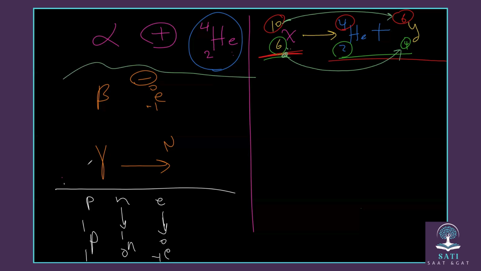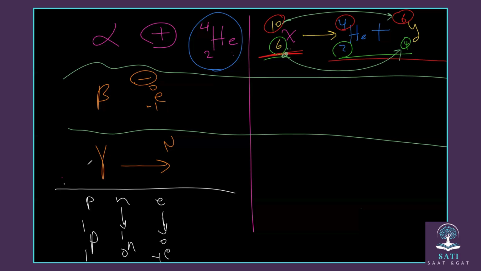What about beta? What happens now when an element emits beta? So that means when there is beta decay, what happens? Okay, we'll take the same example: element X that has 10 here and 6 here. And this element now emits beta. What will happen to it? As we know, beta can be written like an electron, with negative 1 here and 0 here.